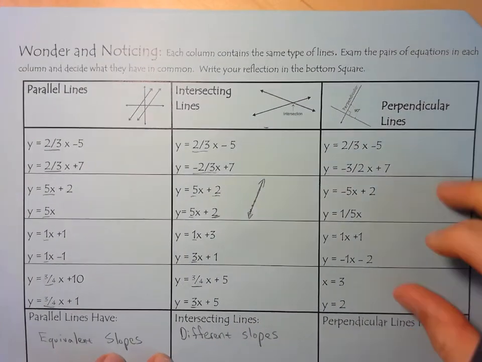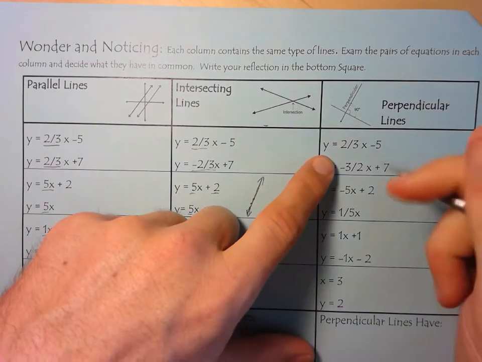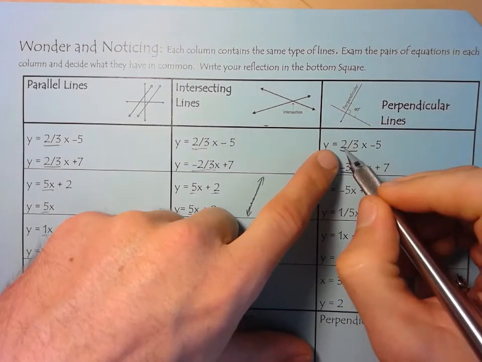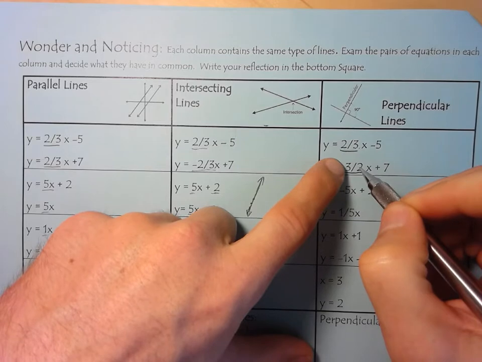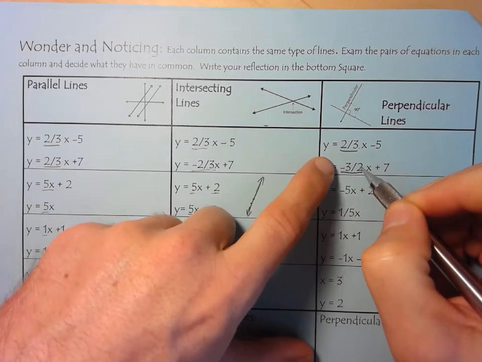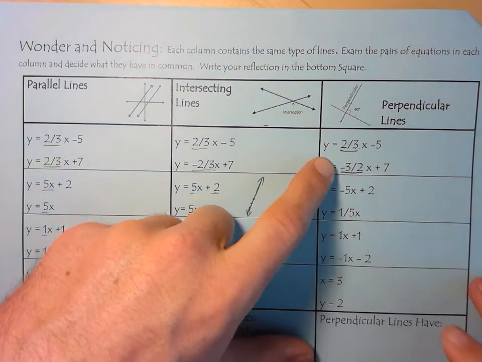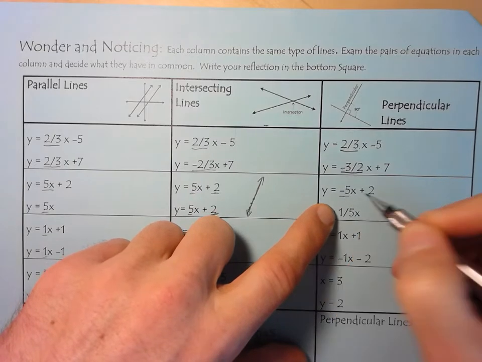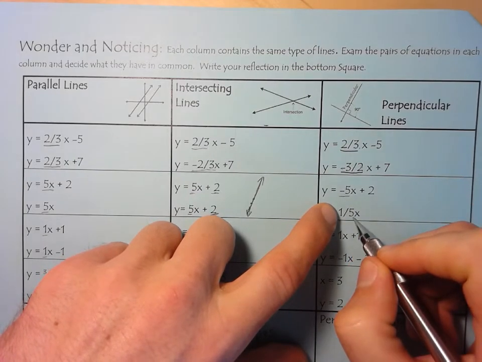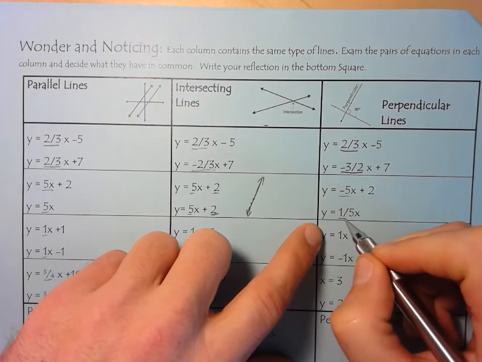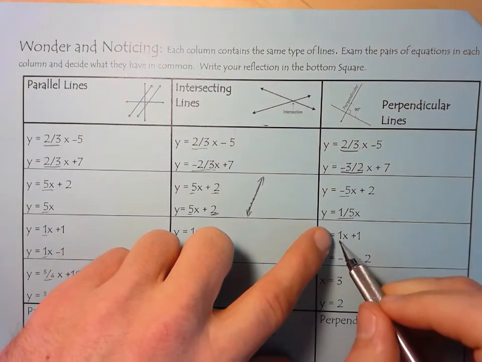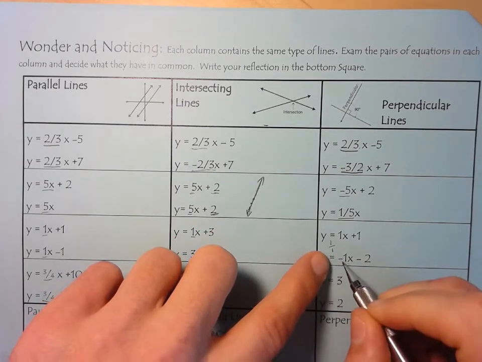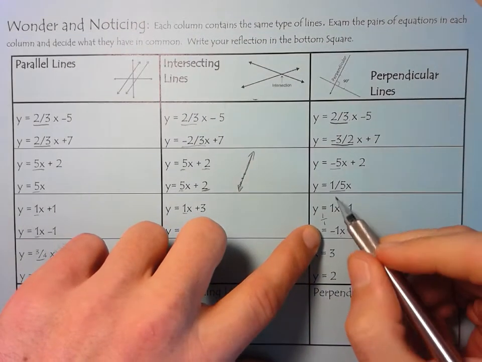And then perpendicular, as I said, is a special case of intersecting lines. Perpendicular lines have opposite reciprocal slopes. So you can see that if the slope was 2/3, the reciprocal of 2/3 is 3/2. We just switched the numerator and denominator. And then the opposite of that made it negative 3/2. Here, -5, the reciprocal of 5 is 1/5. And the opposite of negative is positive. So we have opposite reciprocal slopes. 1 is the fraction 1/1, and of course if you take the reciprocal of that, it's still 1. And put the negative in front because it's opposite reciprocals.